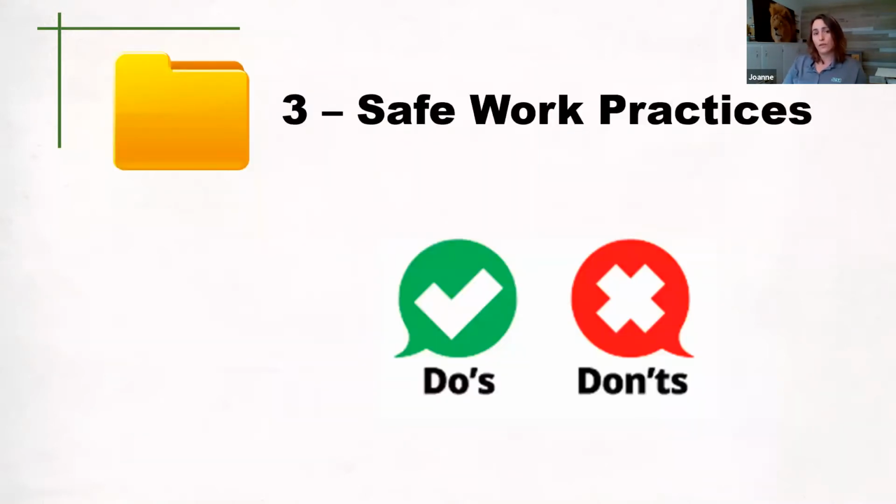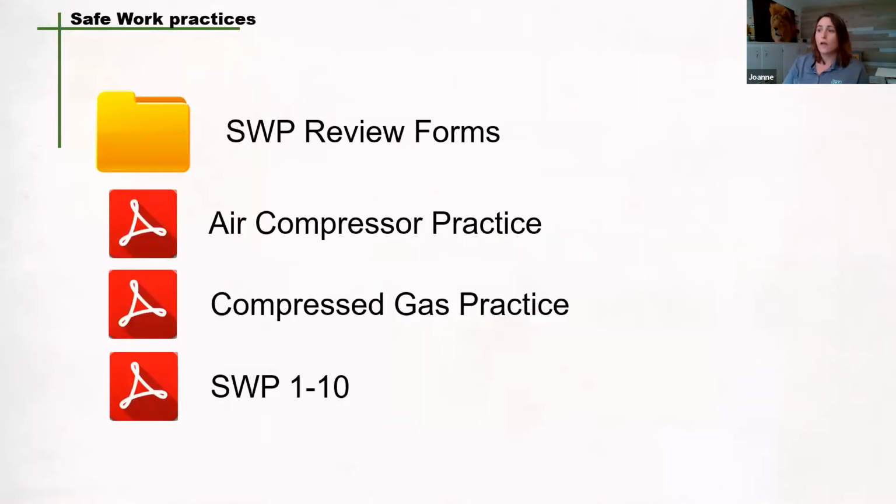So now we're on to section 3, which is your safe work practices, which are your do's and don'ts, general guidelines. When you open up this folder, you're going to want to create a subfolder for the safe work practice review form. Below that, just in the main folder, you can upload all your safe work practices.